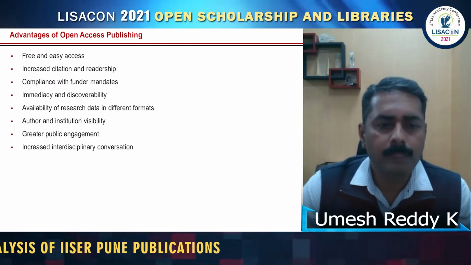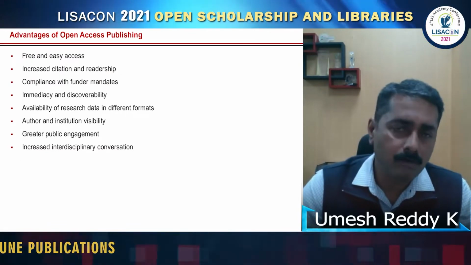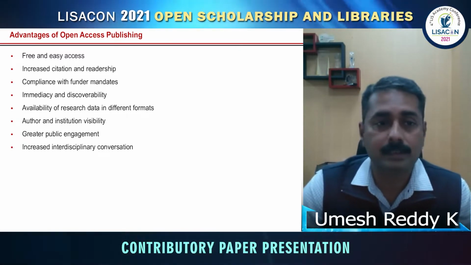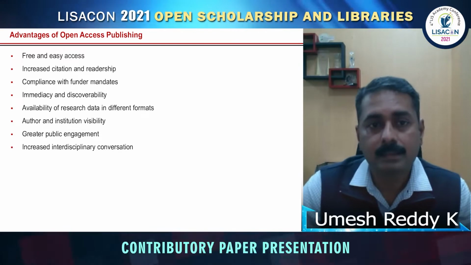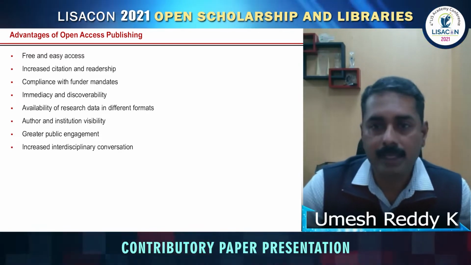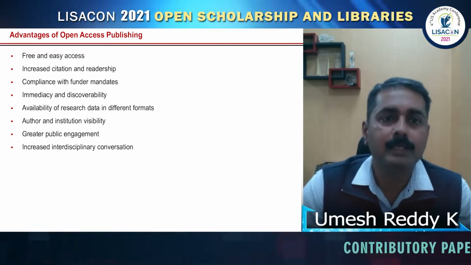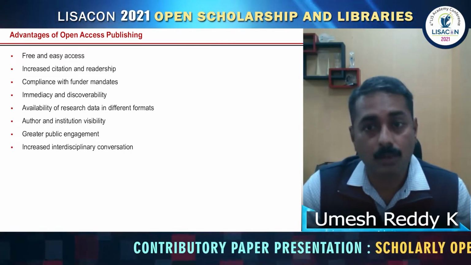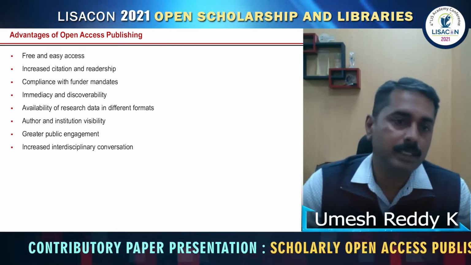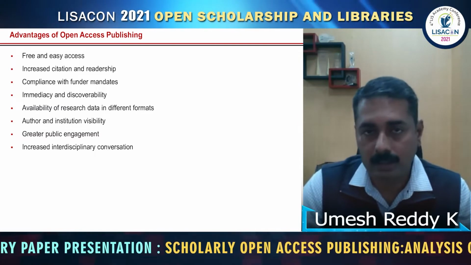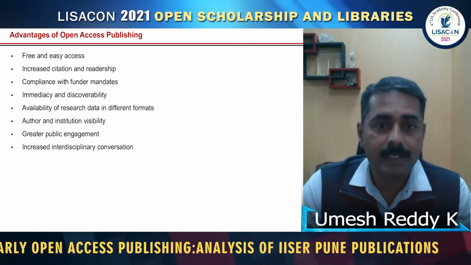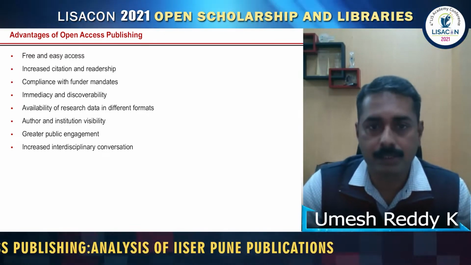So open access publishing offers several advantages. Some of the important ones are free and easy access. Published information can be accessed without any substantial barrier in this mode. Most publishers and repositories do not impose any fee on its readers. Hence, price barriers are substantially lowered here. So increased citation and readership can be achieved.